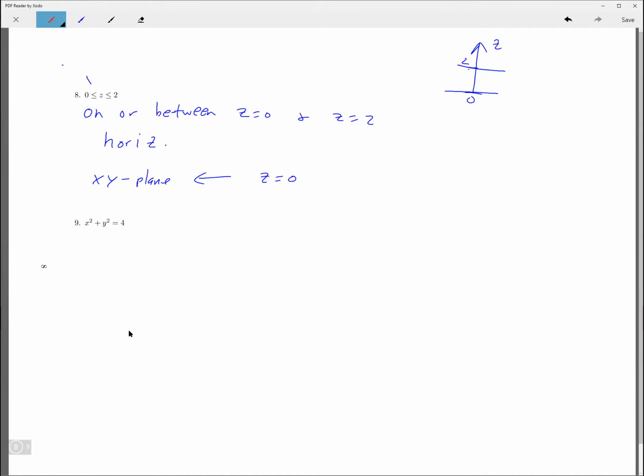Okay, so here, x squared plus y squared equals four, with no restrictions on, okay, which variable has no restrictions? Z. Yeah, because it's not in the equation, right? There's no Z in the equation, so there's no restriction on Z. So when something doesn't appear in the equation, then it can just do what it wants.